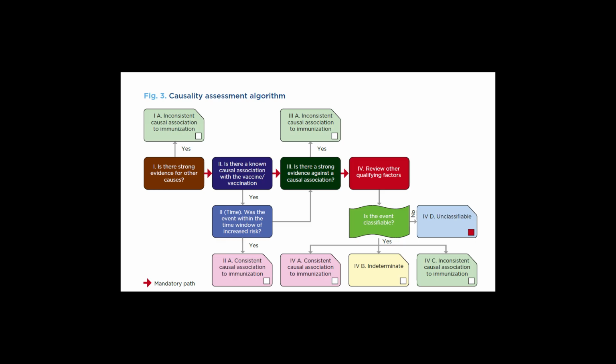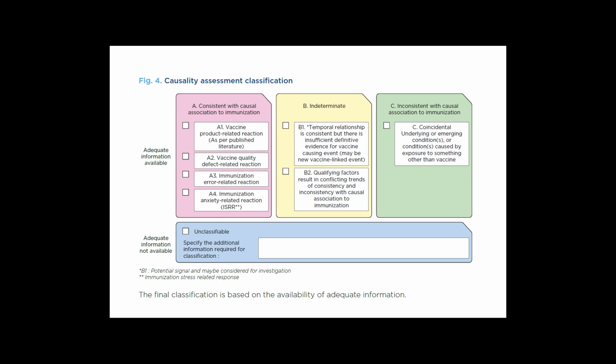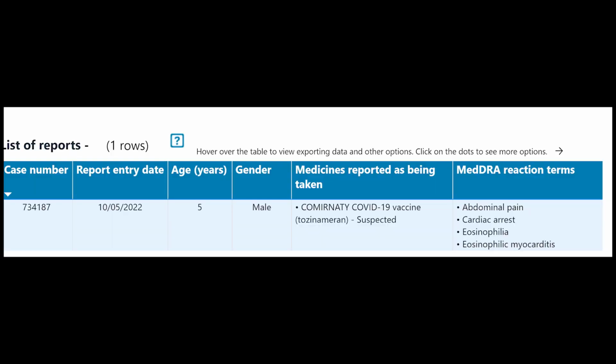And the WHO provided flowchart and algorithm then follows to help classify the adverse event. So we can take this tragic report of death following vaccination in this 5-year-old boy, case number 734187, dated the 10th of May 2022. And the reported reaction following Pfizer vaccination is abdominal pain, cardiac arrest, eosinophilia, and eosinophilic myocarditis, with death as the reported outcome.